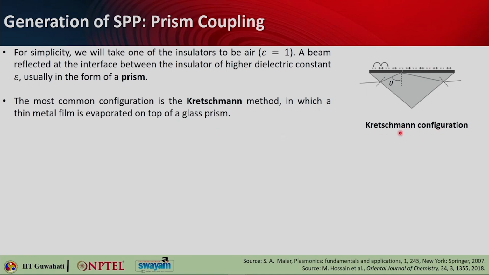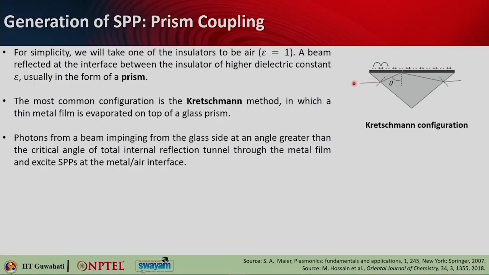This particular configuration is called the Kretschmann configuration, and it is the most common one. In this case you have a thin metal film evaporated on top of a glass prism, so there is nothing between the glass prism and the metallic film. The film is deposited directly on top of the glass prism. Now, if you look at the photons, these are photons that are entering into the glass prism.